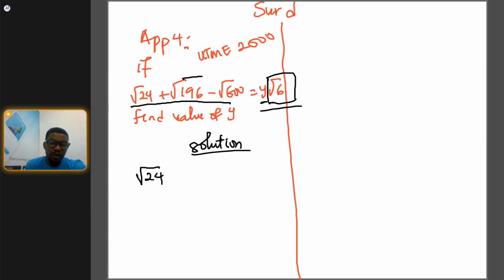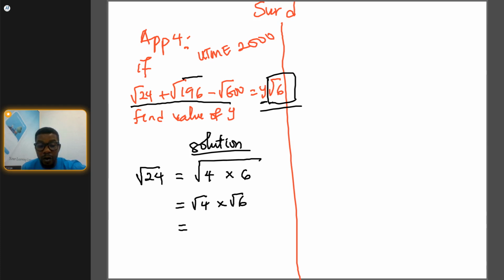Root 24 is also equal to the root of 4 times 6. All right, I believe that is clear to us. So if I split this, I'm going to have root 4 times root 6, and the square root of 4 is 2. And the square root of 6, we don't have a perfect square root for it, so we maintain it as root 6. Okay, so we have simplified root 24.